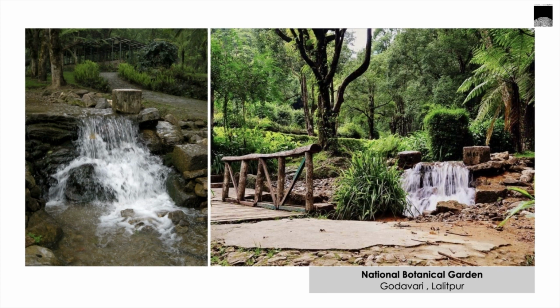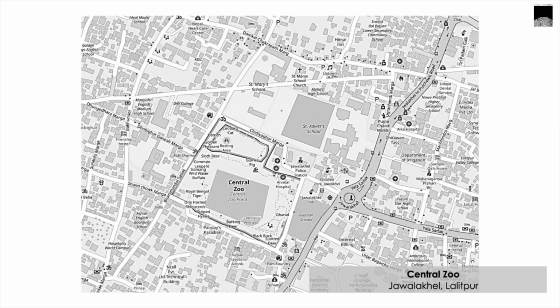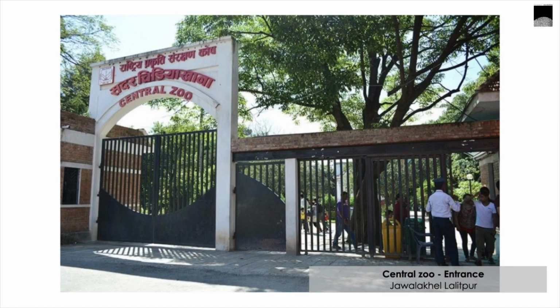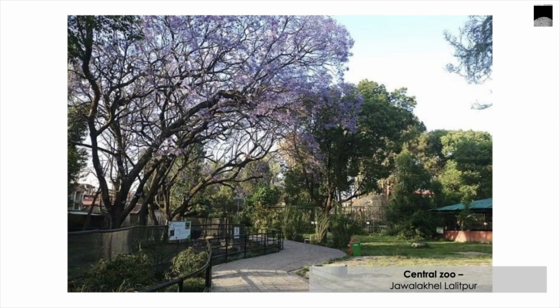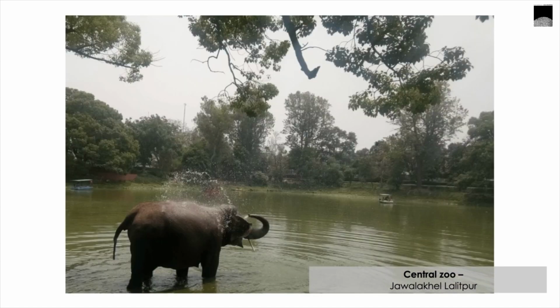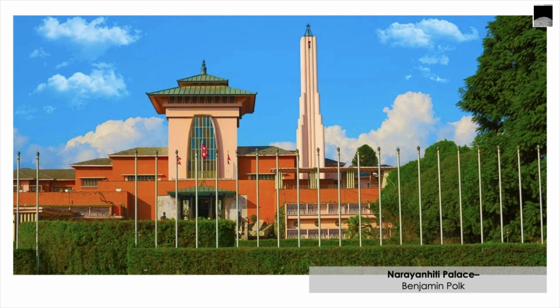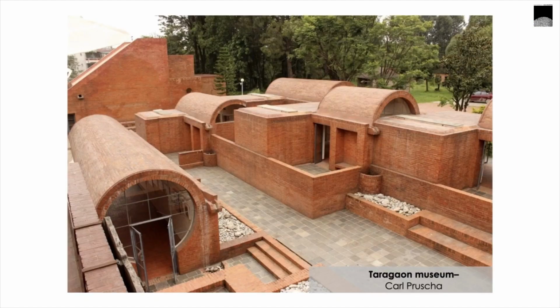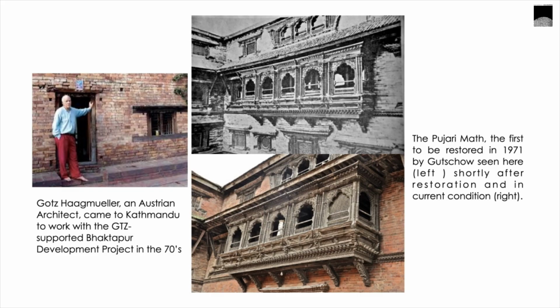These types of projects brought a more ecological aspect to the macro level of the city. Some prominent projects designed by foreign architects have also been valuable for contemporary Nepalese architecture. For example, Narayan Hiti Palace by Benjamin Polk in 1963, Taragaon Museum by Karl Prussia in 1974, and the involvement of Austrian architects for the Bhaktapur Development Project.